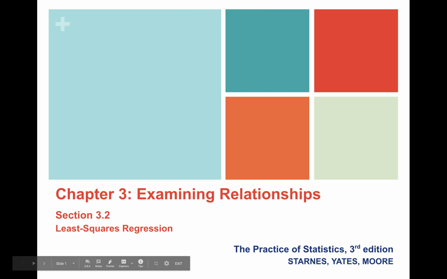This is a video lecture on section 3.2. In section 3.2, we're examining relationships between bivariate data. So we have an x, an explanatory variable, and somehow it influences in some way your response variable, which is on the y-axis. And now we're going to talk specifically about the line of best fit.